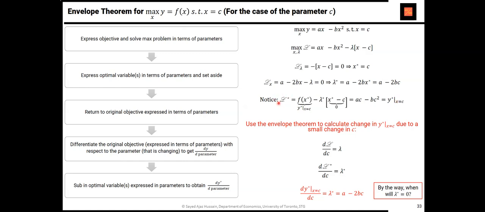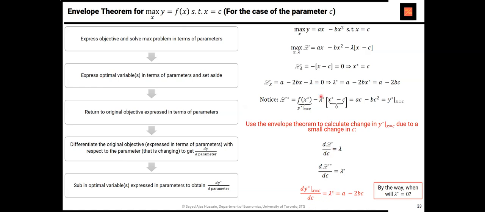If somebody wants to know how L star changes due to a small change in C, then it's simple by the envelope theorem. You go back to the original equation of L, right here, and differentiate that with respect to C. When I do so, I get the answer is lambda. To find the change in L star, whenever I see a variable on the right side, I put them in stars. And now since L star is the same as y star subject to constraints, I have found out the change in y star subject to constraints due to a change in C is always going to be equal to lambda star.